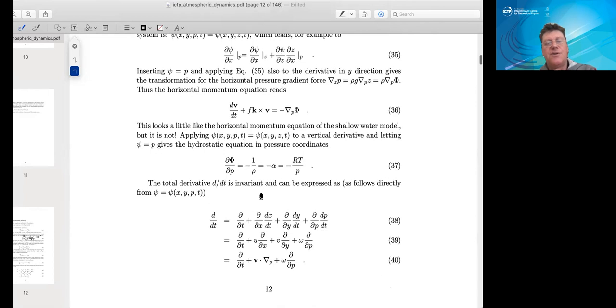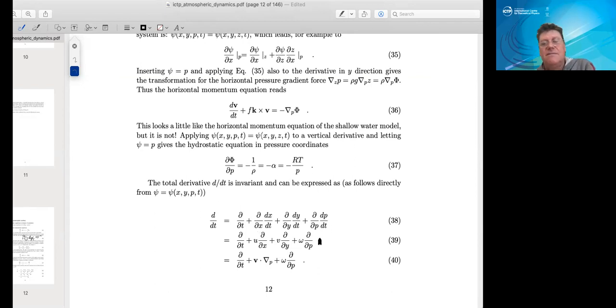Now, it turns out the total derivative is invariant to this transformation. So you can write down the total derivative according to its definition, d by dt plus d by dx of u, which is dx by dt, and so on. But the last term here has to take into account that our quantity is not dependent on z, but it's dependent on p. So it's d by dp by dt.